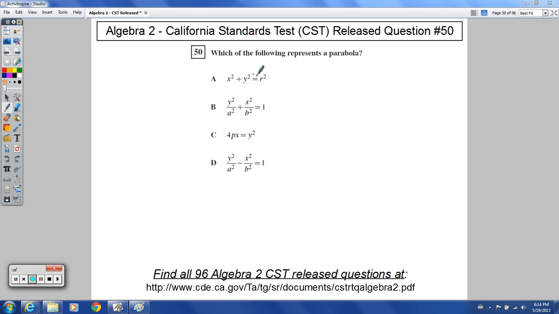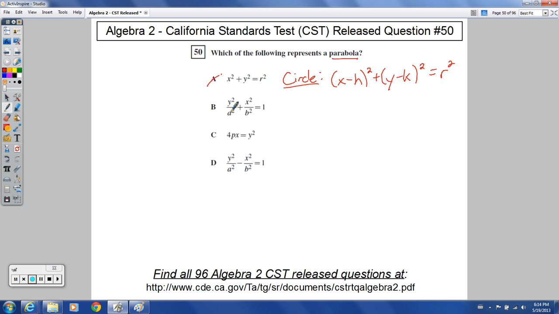So I know this is a circle. That definitely looks like a circle to me. A circle is in this general form: x minus h squared plus y minus k squared equals r squared. And in this case, your h and your k are 0. You have x minus 0 squared, which is the same as x squared, and y minus 0 squared, which is the same as just y squared. So this is a circle. This is not the correct choice.